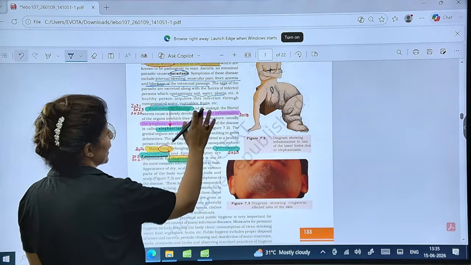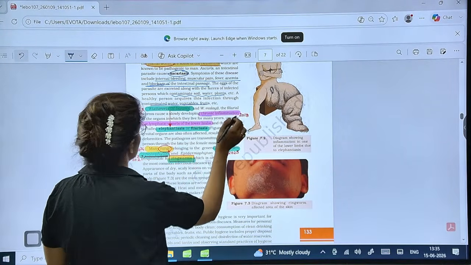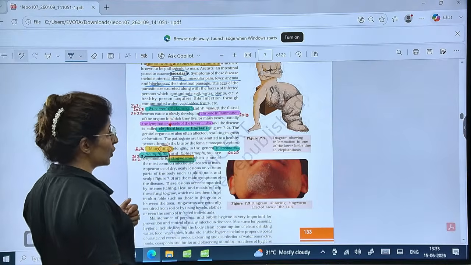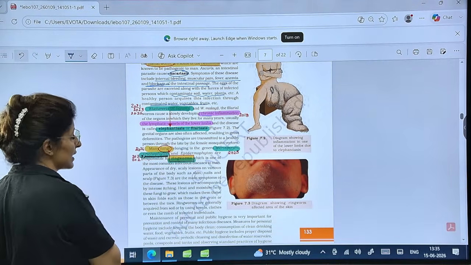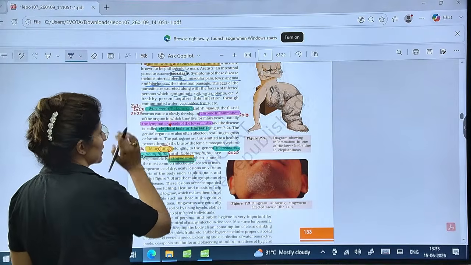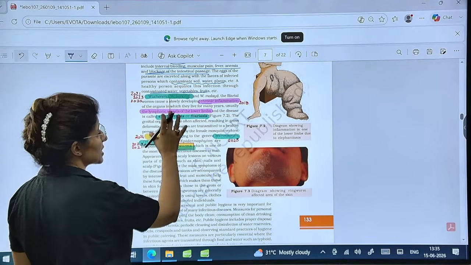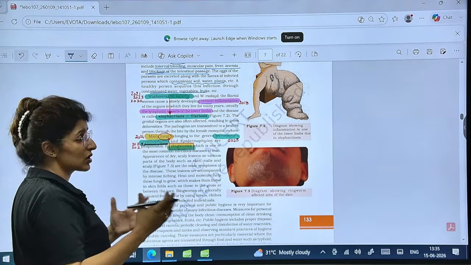Then Wuchereria bancrofti leads to chronic inflammation of lymphatic vessels of the lower limbs, leading to the disease elephantiasis or filariasis. Is that clear? The question has been asked multiple times. So it causes blockage and hence lots of swelling.